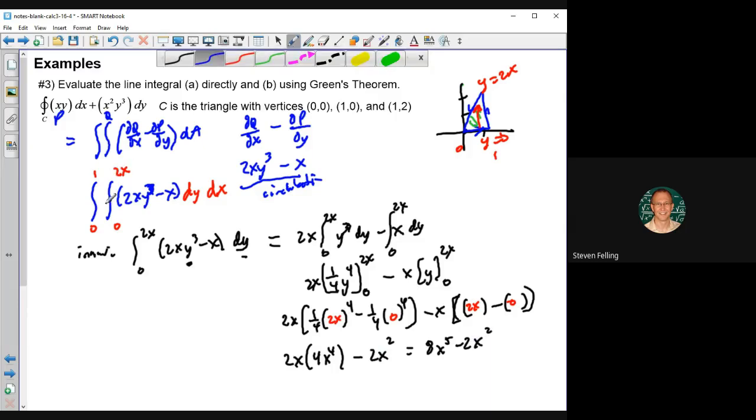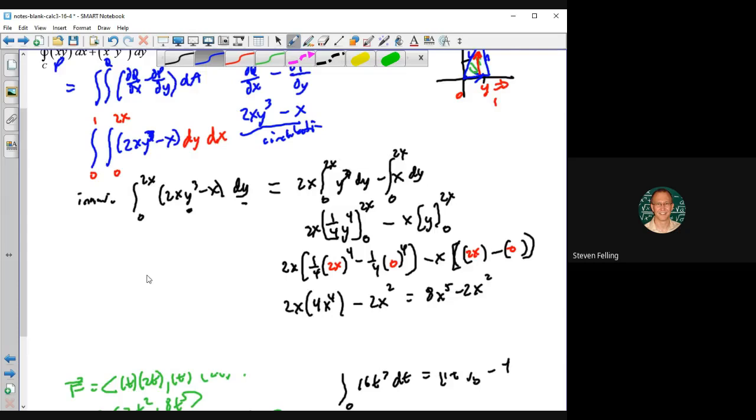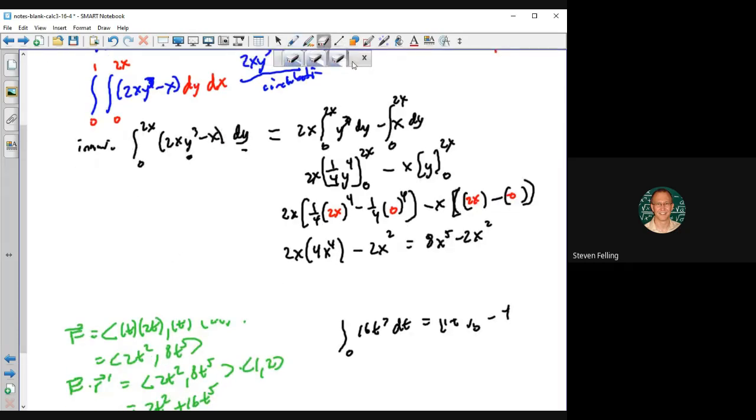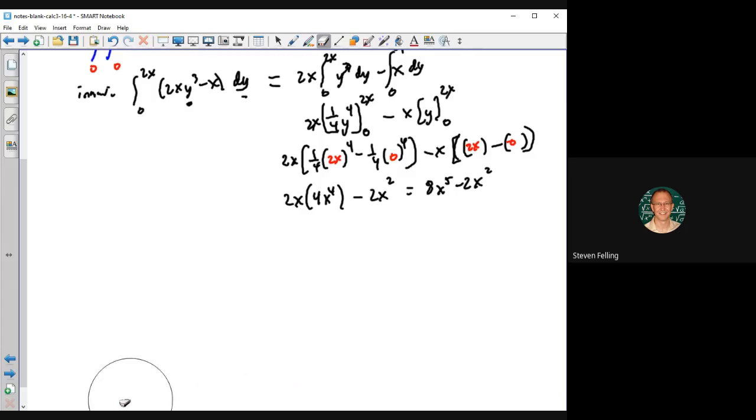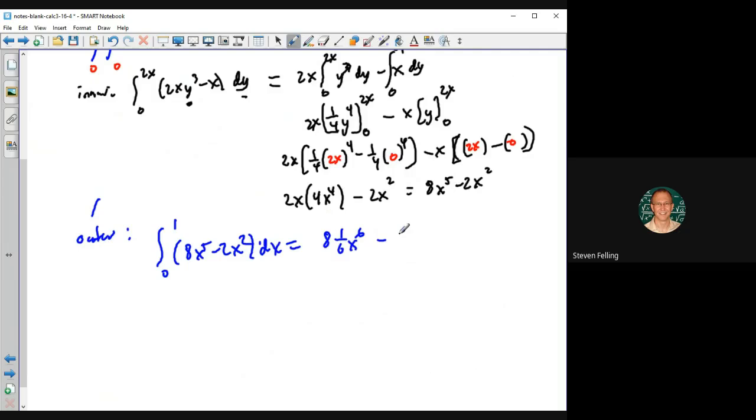Now we're going to do the outer integral from 0 to 1. Clear some space down here. Okay, so for the outer integral, we're going to do the integral from 0 to 1 of that. 8x to the fifth minus 2x squared dx, which is just 8 and then 1/6 x to the sixth minus 2 and 1/3 x cubed from 0 to 1.